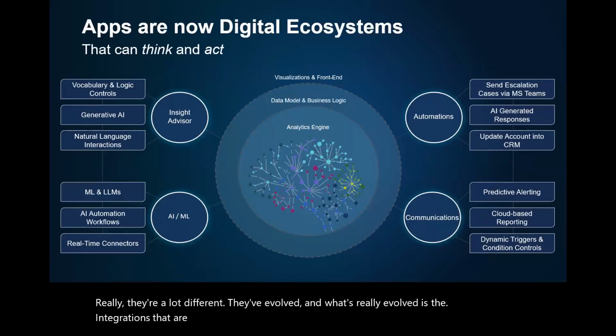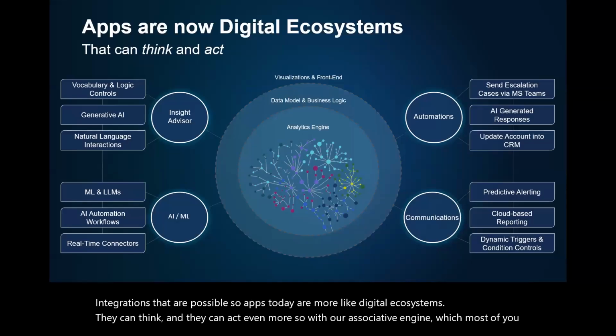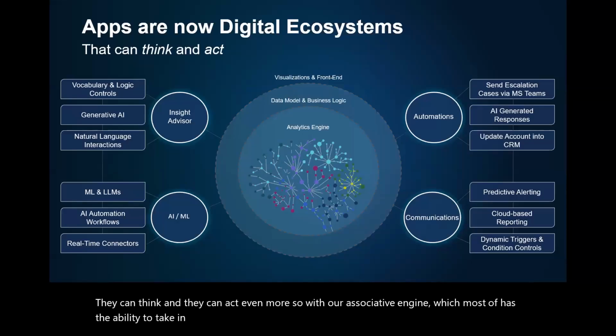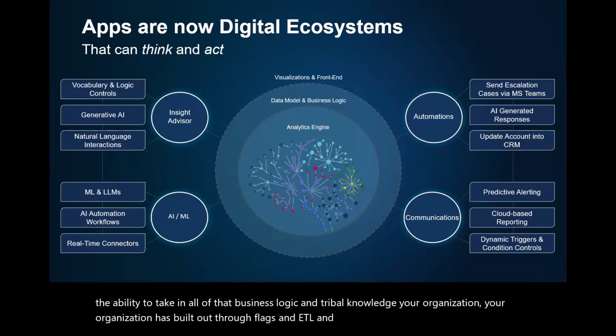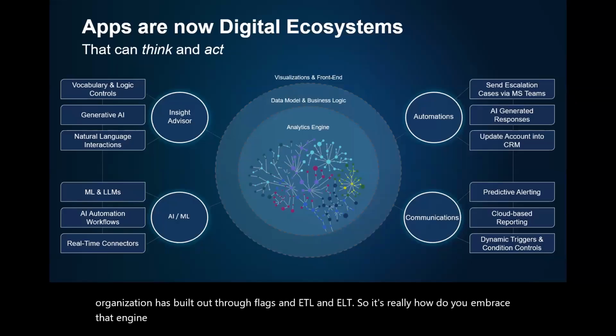So apps today are more like digital ecosystems. They can think and they can act. Even more so with our associative engine, which most of you know has the ability to take in all of that business logic and tribal knowledge your organization has built out through flags and ETL and ELT. So it's really, how do you embrace that engine and your logic to provide automated awareness, AI experiences, right? All of these things, and leveraging technology to get there.